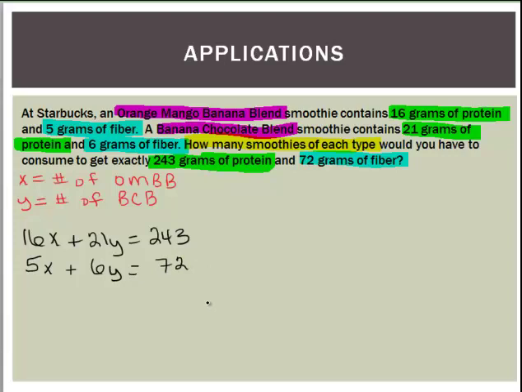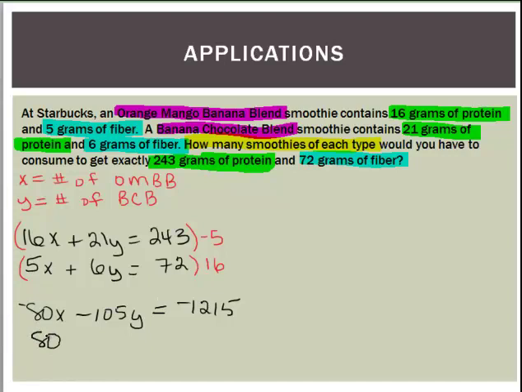So now you just have to solve the system. You can get rid of x's or you can get rid of y's. It doesn't really matter which one you choose. I think I'll get rid of x's. So I'll multiply the top one by a -5 and the bottom one by a 16. When we do that, 16 times 5 is going to be, that's a -80. 21 times -5 is a -105. And 243 times a -5 would be a -1215.